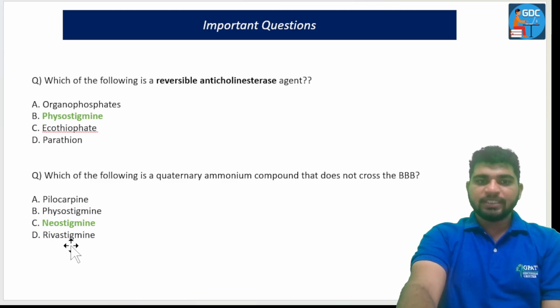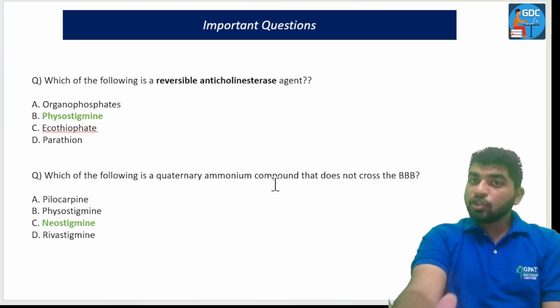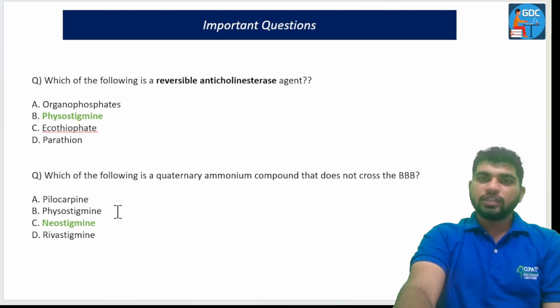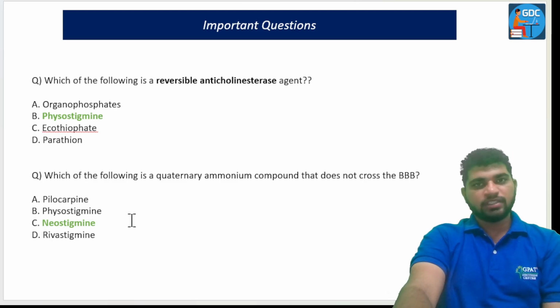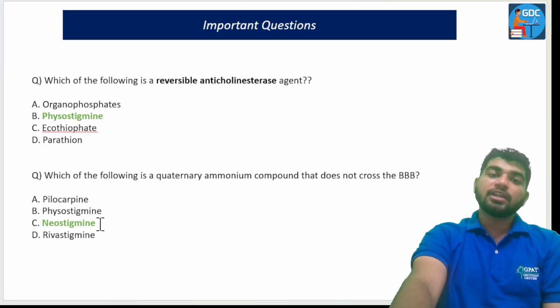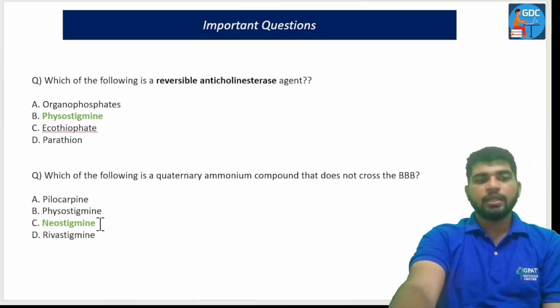So among these, which one has a quaternary ammonium compound? So which one is the water soluble compound? Automatically, I have told you the trick. The pen is water soluble. Pen ink is water soluble. P for pyridostigmine, E for edrophonium, and N for neostigmine. These are the water soluble ones. The rest are pilocarpine, physostigmine, and rivastigmine, which are lipid soluble. So neostigmine is a water soluble drug which has a quaternary ammonium compound in it, and that is responsible for it not crossing the BBB, that is the blood brain barrier.